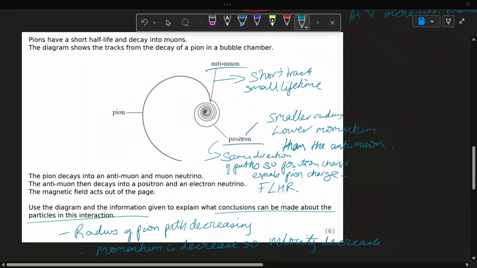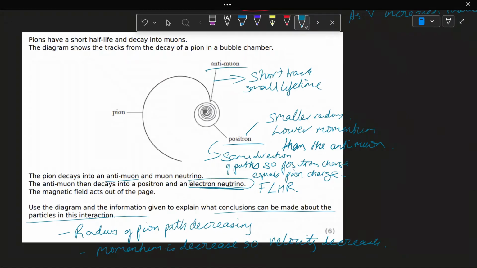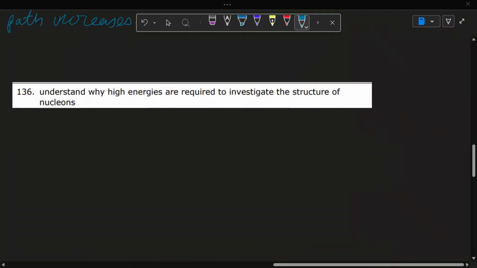Lastly, we can consider all of our products. We've done antimuon, neutrino, electron, neutrino. That's what we need to look at now. So there's no path that we can see for the electron neutrino, and that's really useful for us because we can say that it must be neutral. Neutral particles never have tracks because the whole point is that it relies on ionization of particles. Neutral particles can't really ionize anything, so it won't have a track. No track. Cool.